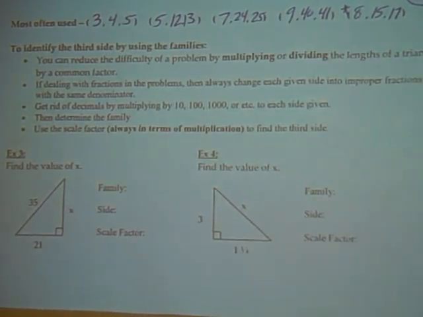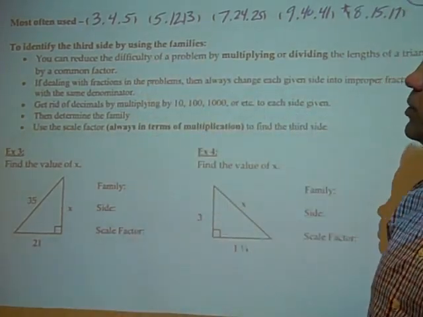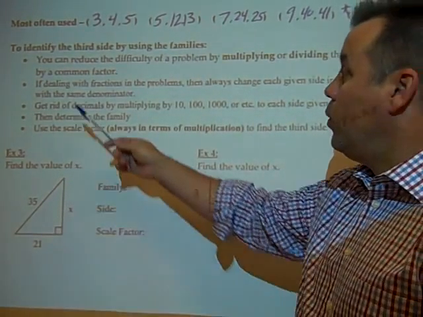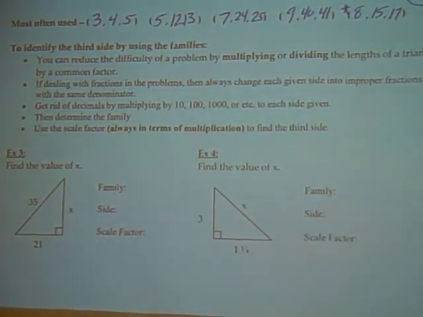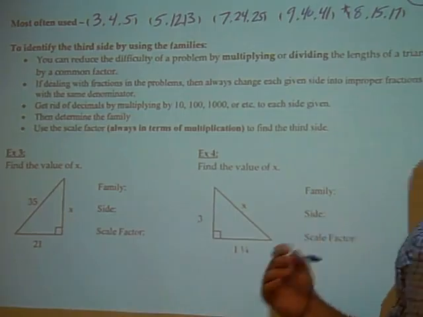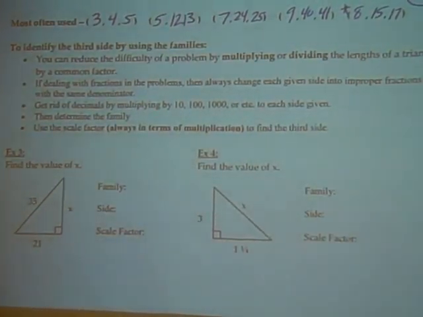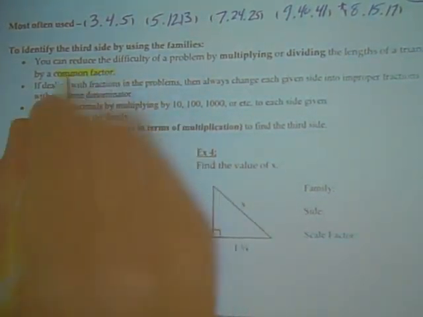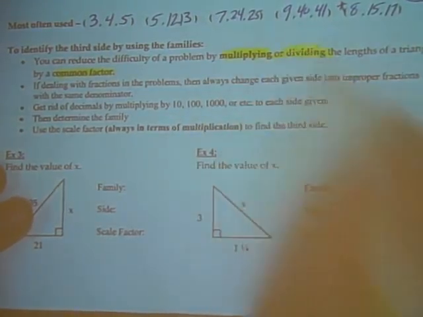So we have to go through this list to identify the third side by using triangle families. They've given us 2. We've got to find the third side. We can reduce the difficulty of the problem by multiplying or dividing the lengths of a triangle to find a common factor. So we want to try to find a common factor, and to do that, we multiply or divide.